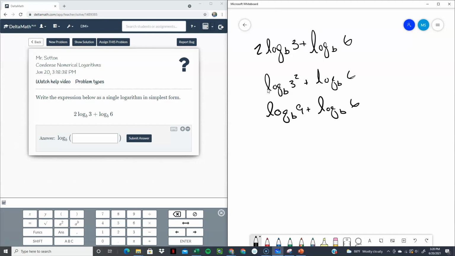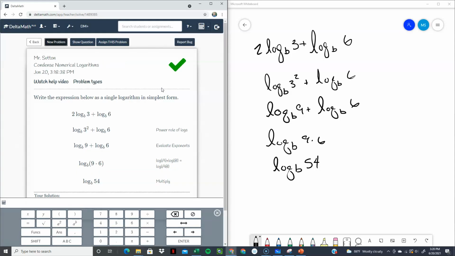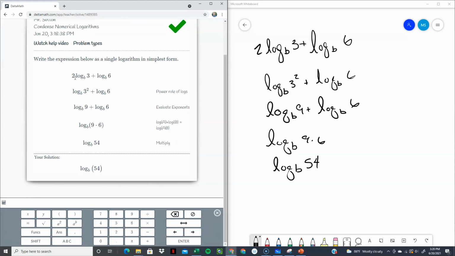And then now I can combine these into one log where the 9 and the 6 are multiplied together. And 9 times 6 is 54. So this becomes log base b of 54. So I'm going to go ahead and submit that. Okay. So yeah, this becomes 3 squared, which is 9, and then this becomes 9 times 6, which is 54.